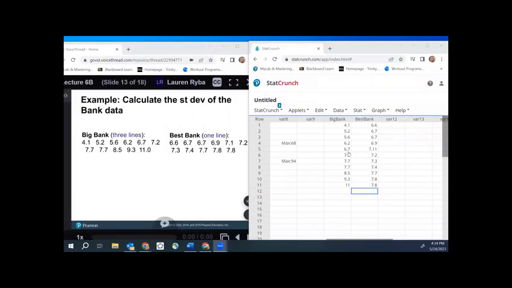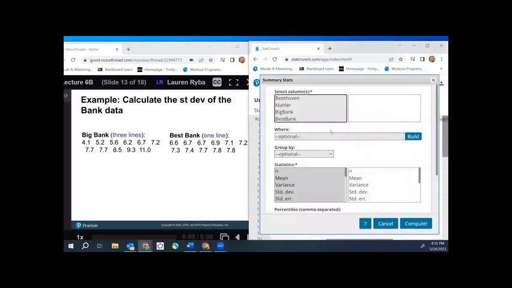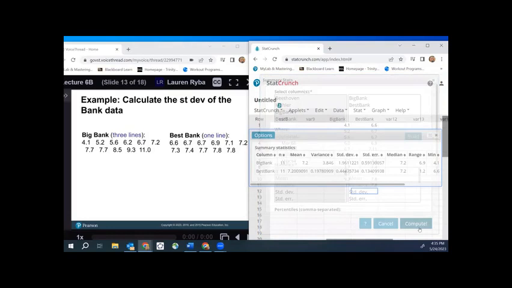Now we want to calculate the standard deviation for the bank data. I have already entered my bank data here. I have big bank and best bank. Every time we want these values, we go to stats, summary stats on our columns. I want big bank and best bank, both of them, so I hit shift while I was clicking them both and clicked compute.